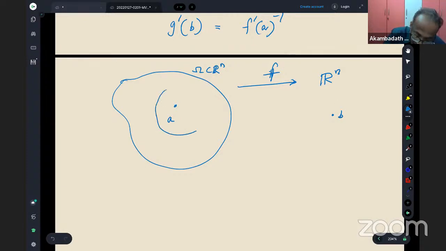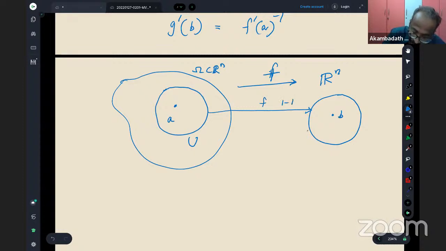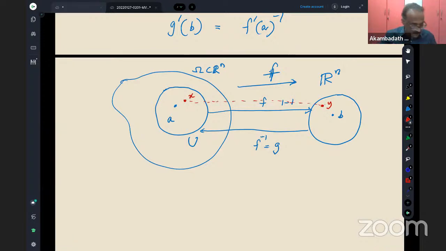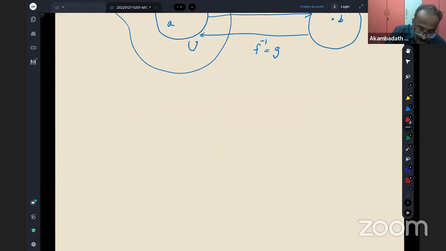But it says that there is a neighborhood U, there is a neighborhood V, and when you restrict f to this, it is 1-1 and onto. Hence you can define f inverse equal to g. That means for every y in this neighborhood, you have an x here. It's all in the inverse function theorem. Okay, so we may try to give a proof.